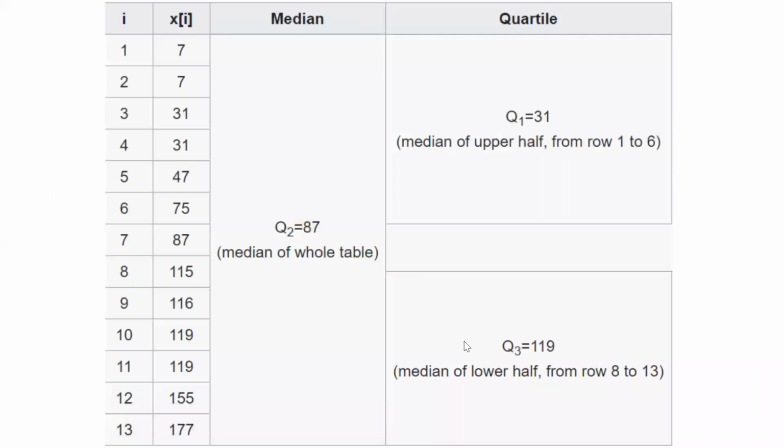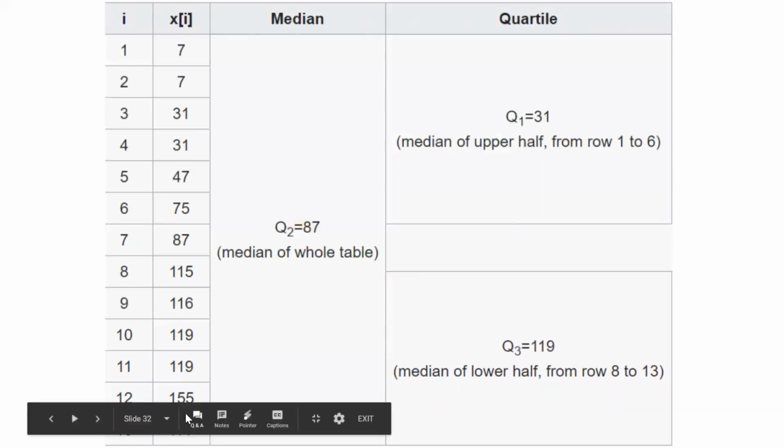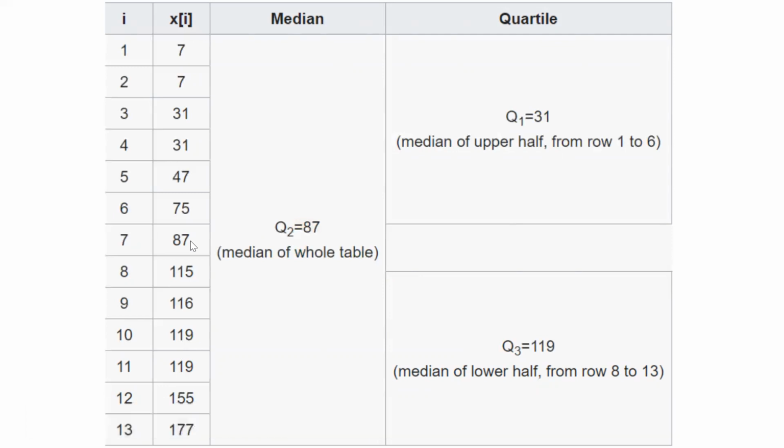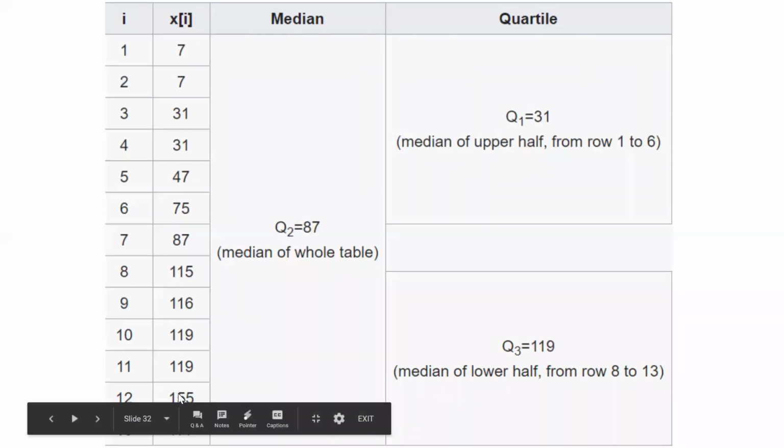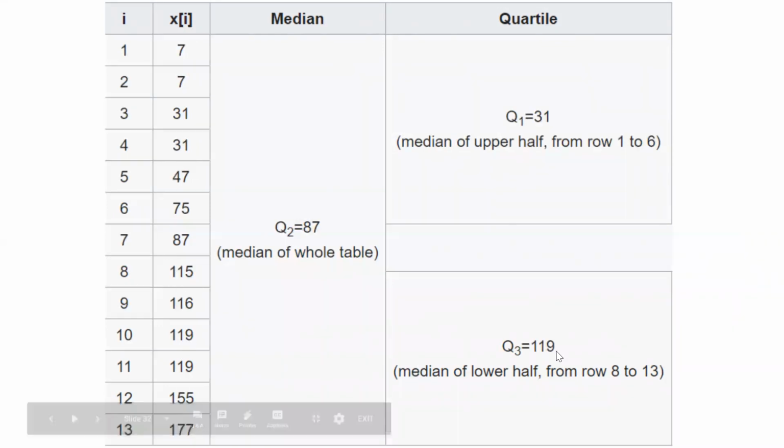Now, how do you feel? To find quartile 2, which is the median, remember you're just finding the middle number, and the middle number is this 87. To find quartile 1, you find the median of this set, which would be 31. And to find quartile 3, you find the median of this set, which would be 119.